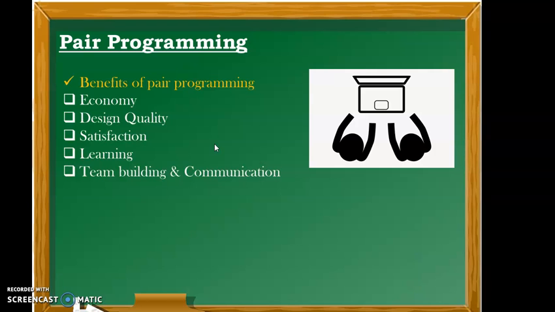The second benefit of pair programming is design quality. With pair programming, more ideas can be generated. As two programmers are working together, we are able to check all the possibilities during design, because two minds work on one program and can have more ideas. Then satisfaction is achieved with the pair programming concept. Programmers can enjoy the work more than in individual programming.